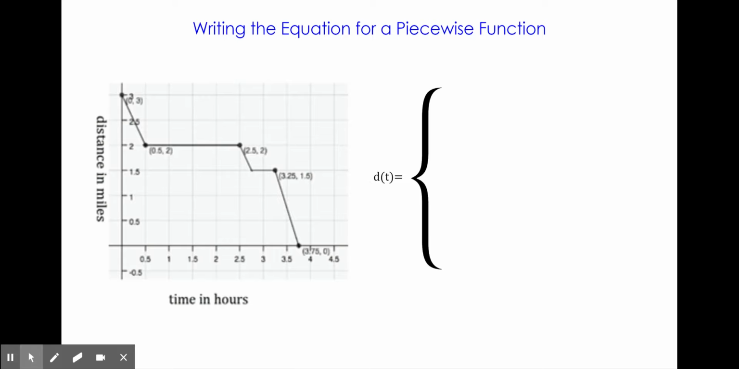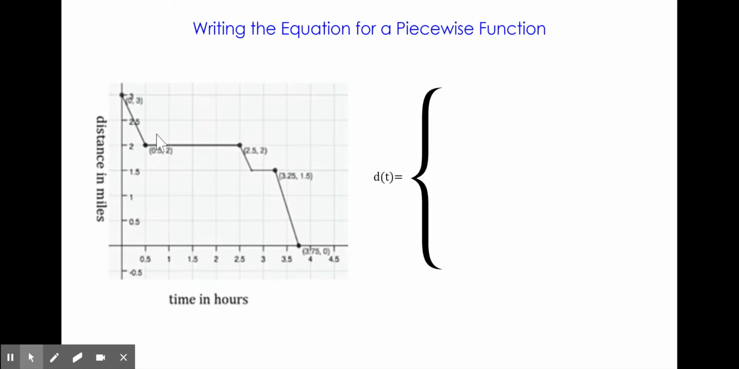In this video, we are going to write the equation for a piecewise function, and we are going to use Isaac's distance from home as a function of time as our example. A piecewise function is used to represent functions with varying rates of change, and it is comprised of pieces for which equations apply, but only for a particular part of the domain.